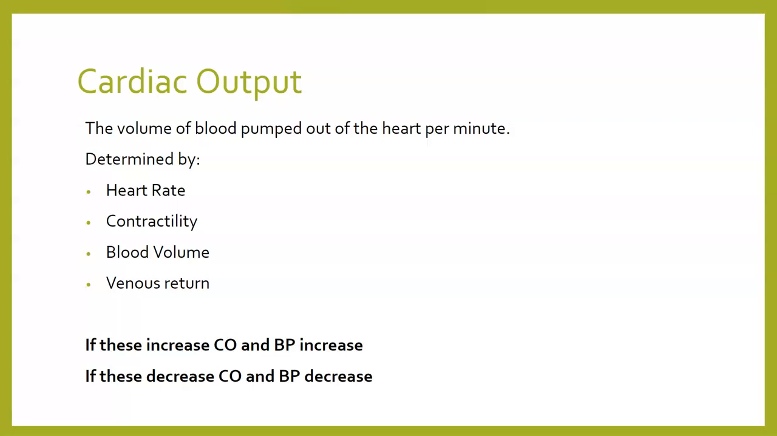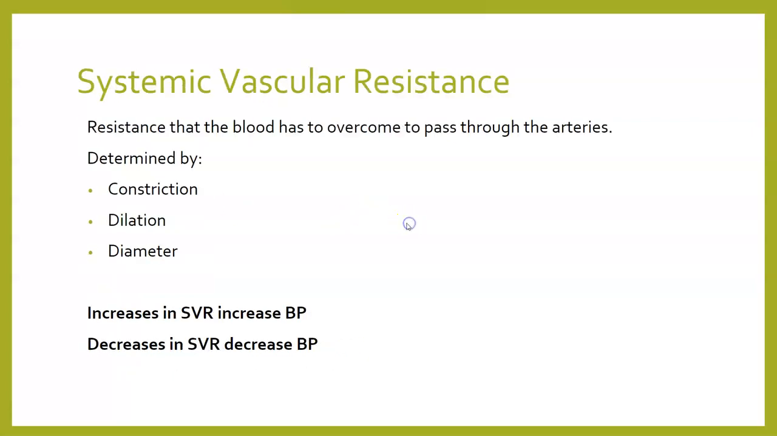So if there's an increase in cardiac output, then our blood pressure is going to increase. If we have more blood coming out of our heart, more volume coming out to our arteries, then our blood pressure is going to go up. If we have a decrease in cardiac output, so we don't have a bunch of volume to pump out, then our blood pressure is going to decrease because we're not going to have much of that pressure pushing on the arteries, because there's not much volume there. Okay?